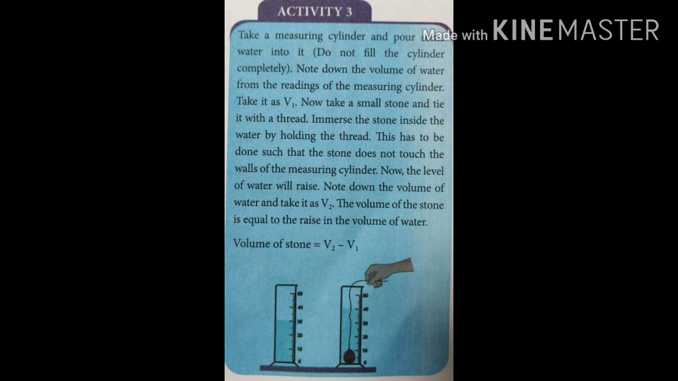Then the volume of the stone is equal to the rise in the volume of water. So what is the formula? Volume of stone is equal to V2 minus V1. Why is it given as V2 minus V1? V2 will be the final value. So that final value will be greater. Then V1 will be the initial value. That will be lesser.